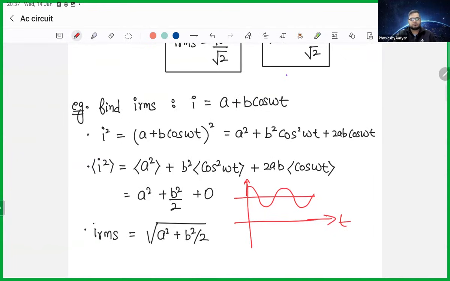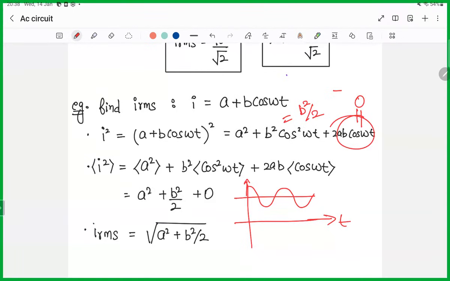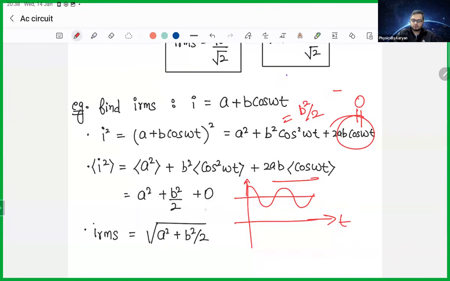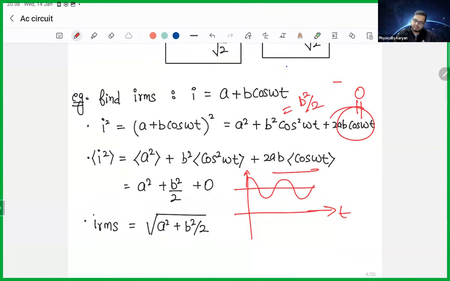Again, how do you find the RMS value? पहला स्टेप क्या है? स्क्वायर. स्क्वायर करेंगे. A square plus B square cos square omega t plus 2AB cos omega t. Then second step, average. इसका average क्या होगा? Simply it is just a constant. So the average of a constant is equal to the constant. The average of 2 is 2. Right? इसका average क्या होगा? Will it be B square by 2? Yes, because B square is constant and the average of cos square is 1 by 2. And इसका average क्या होगा? Quickly, what will be the average of this thing? 0. So ये 0 देगा, ये B square by 2 देगा, ये A square देगा. So overall I get A square plus B square by 2. What is the last step? Under root.